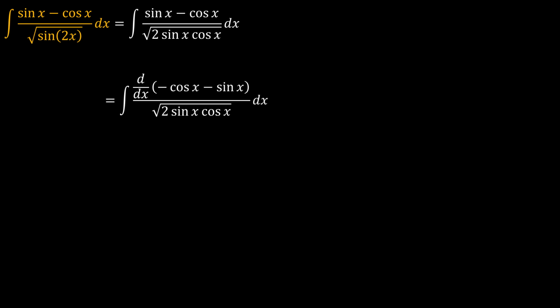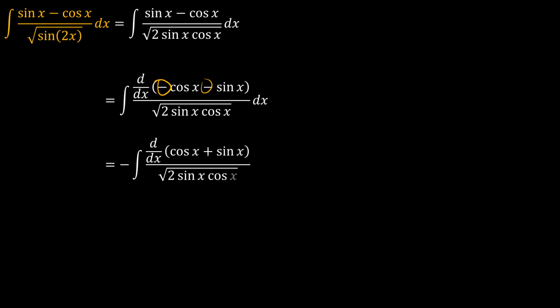These two negative signs, we can pull them out so that we have a negative of the integral of the derivative of (cos x + sin x) over 2 sin x cos x. Now you can see the easy relationship between the numerator and the denominator. 2 sin x cos x is the same as (cos x + sin x) squared minus 1, because sin squared x plus cos squared x is equal to 1.